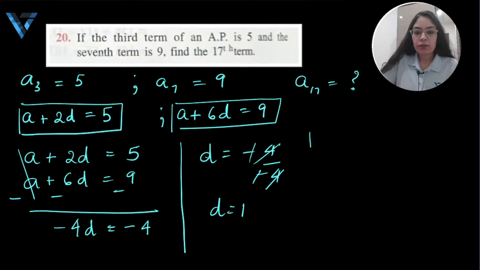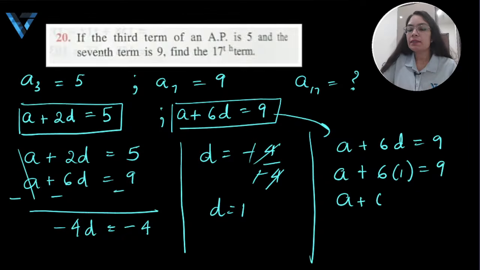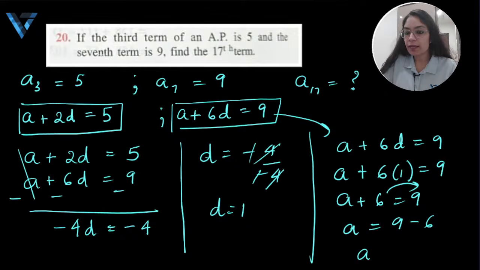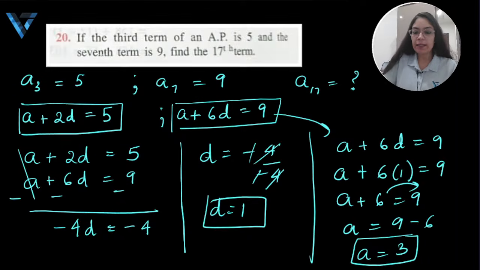Now we can solve for A's value. We can substitute in any equation. In this one I am substituting A plus 6D is equal to 9. So A plus 6 into 1 is equal to 9, so A plus 6 is equal to 9. If we shift 6 to this side, we get 9 minus 6, so A is equal to 3. D is equal to 1 and A is equal to 3.